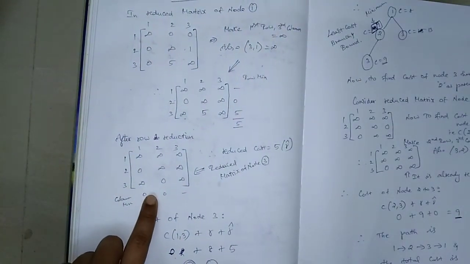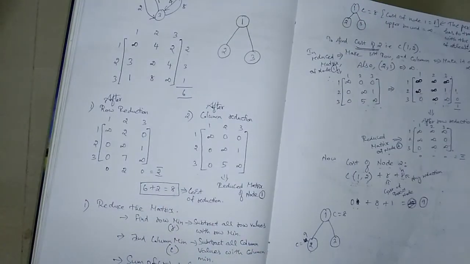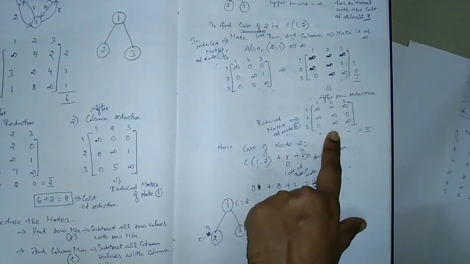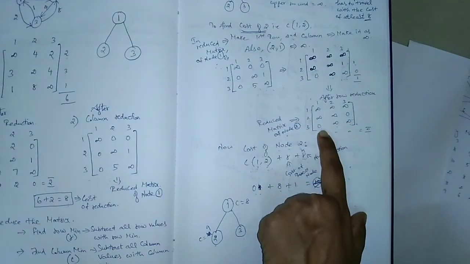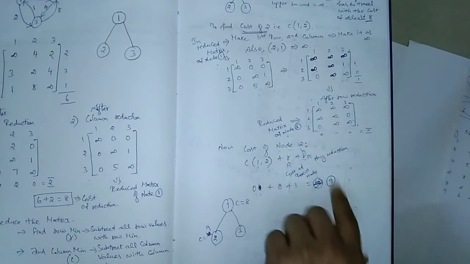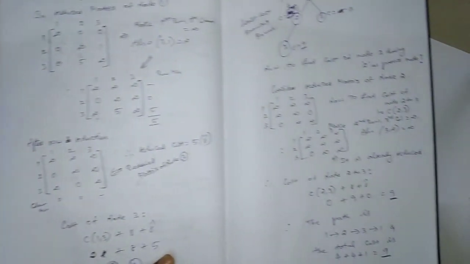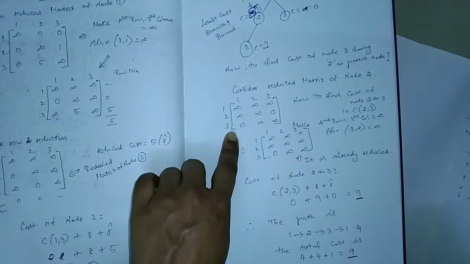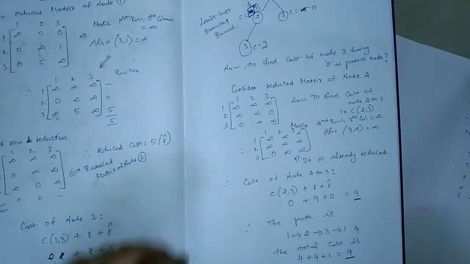So this is the reduced matrix of node 2, with infinities, 0, 0, and that is taken as the input here. Having this as the input, I have to find the cost of node 3.